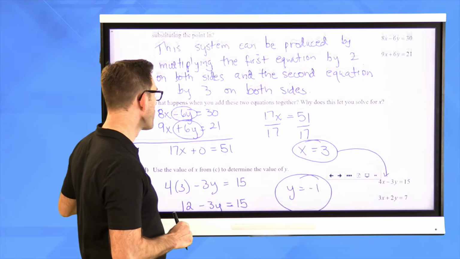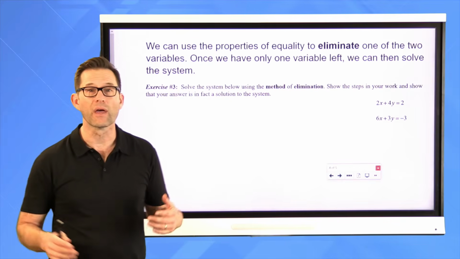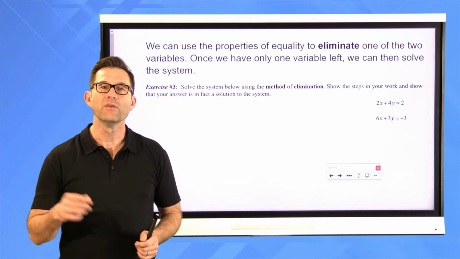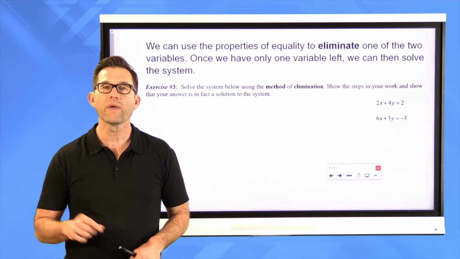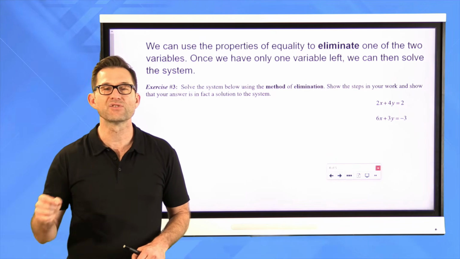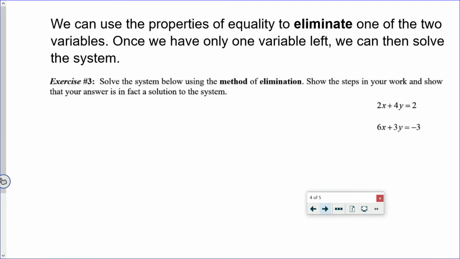Now we're going to work a lot more with the method of elimination as we go on, but let's take a look at one more situation. We can use the properties of equality to eliminate one of the two variables. Once we have only one variable left, we can then solve the system. So let's take a look at that in exercise number 3. Solve the system below using the method of elimination. Show the steps in your work and show that your answer is in fact a solution to the system.